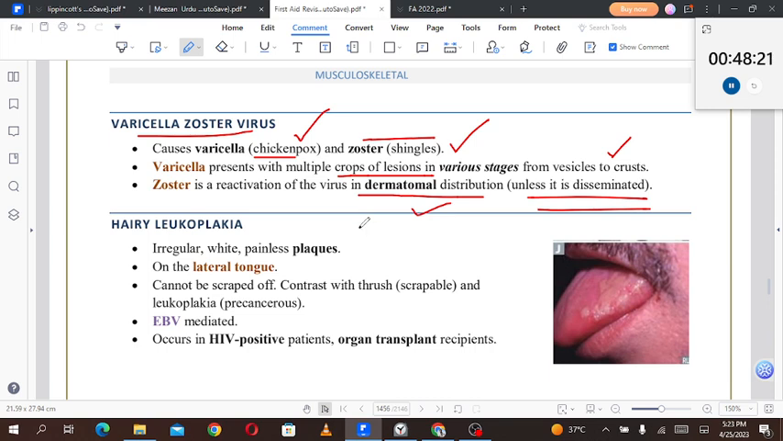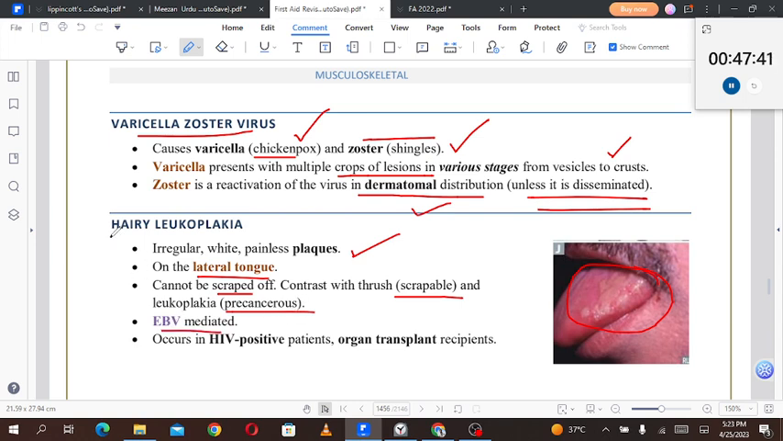What is hairy leukoplakia? Irregular white painless plaques on the lateral side of the tongue. So here you can see that on the lateral side of the tongue, you may get irregular white and painless plaques that cannot be scraped off, in contrast with thrush which is scrapable, and leukoplakia which is precancerous. Hairy leukoplakia is a benign condition. So you have to contrast this with thrush which is scrapable, and leukoplakia. Maybe there is a difference between hairy leukoplakia and leukoplakia alone, but leukoplakia is precancerous.